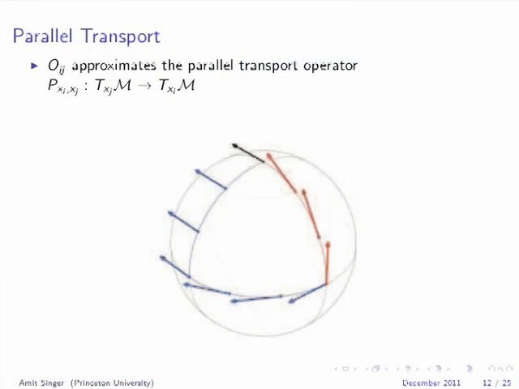Now, in the manifold learning case, one can actually show that this matrix O_ij approximates an operator that you learn about in differential geometry. It's called the parallel transport operator, which tells you how to transport vectors from one tangent plane to the other by sliding them along the geodesic that connects them.